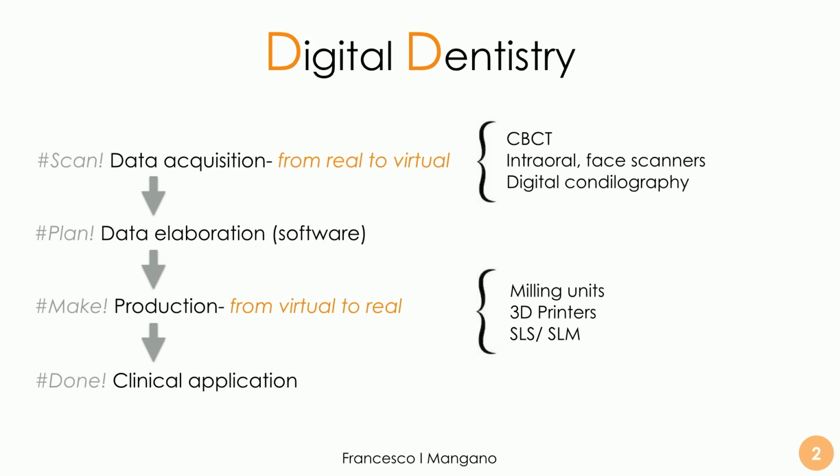After that, we need to transform this plan into something real. So we go from the virtual to the real for the making phase or the shaping phase. So we talk about production with milling unit, when we shape with 3D printer, when we make, and with SLS, SLM technology, when we work with metals. And then finally we have our clinical application. This workflow, this path is valid for prosthodontics, for surgery, and also for orthodontics.